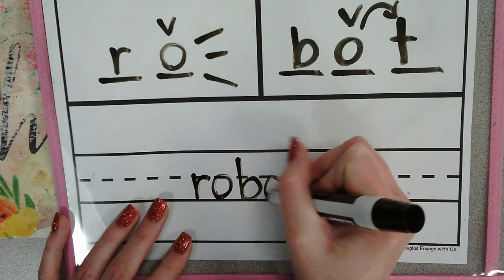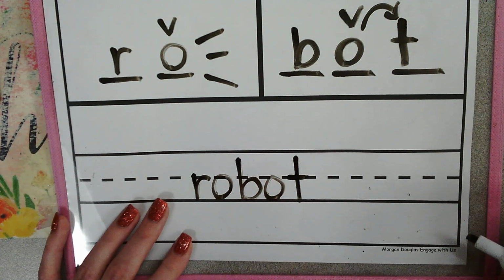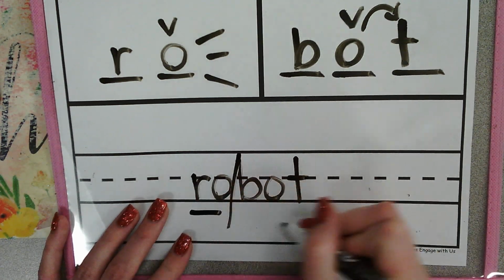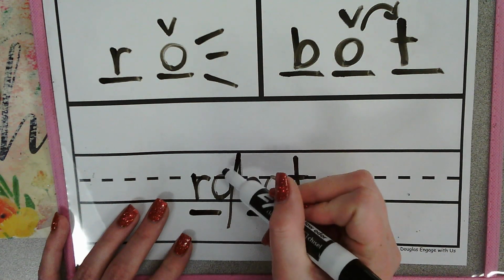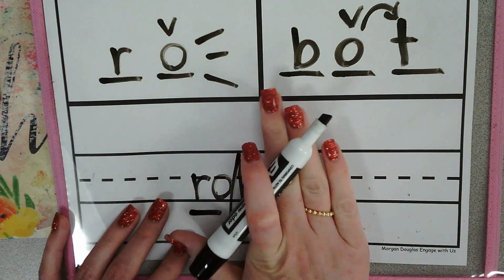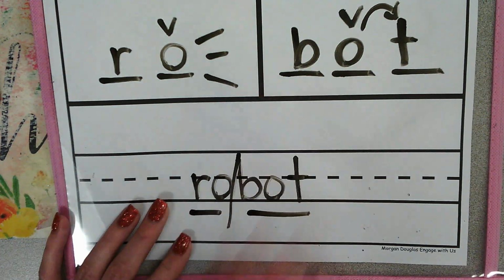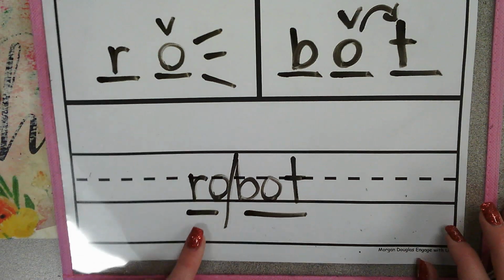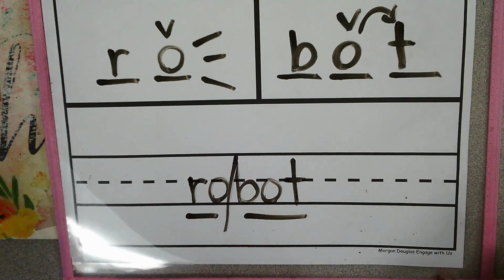Ro, bot. If we were to add our slash, it would go right here. Robot, because this is our first word part, this is our second word part. Okay? If we look before the slash, we see that there is nothing after that O, not a consonant after that O, so that's why it's open. And if we look at this second O, there is a consonant, so it's closed. Robot. So in that word, we have an open syllable and a closed syllable.